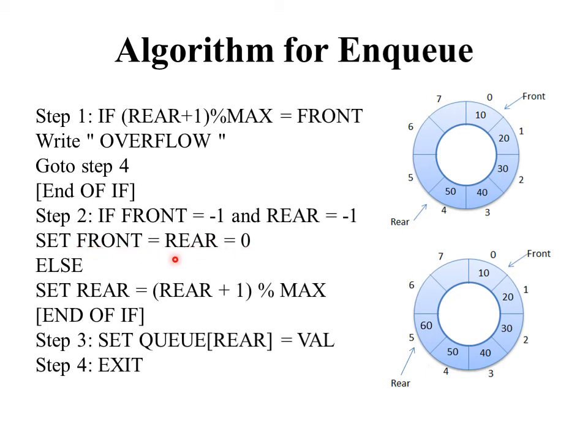So we set front and rear equal to 0. Else part: rear is equal to (rear + 1) mod max. So here rear is 4. So 4 plus 1 is 5, and our value of max is 8. So 5 mod 8, the answer is 5. So we insert the next value at the 5th index, at the rear end. So Q[rear] is equal to value. So the value is inserted at the rear end.